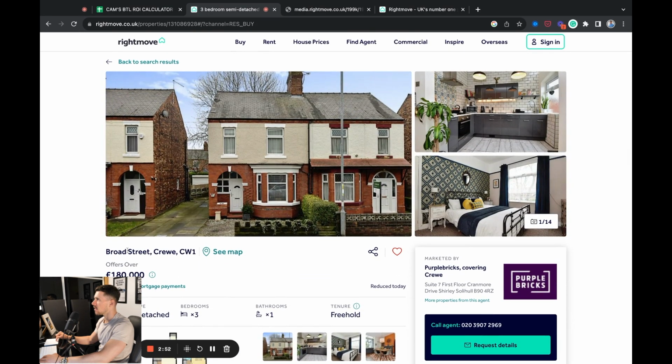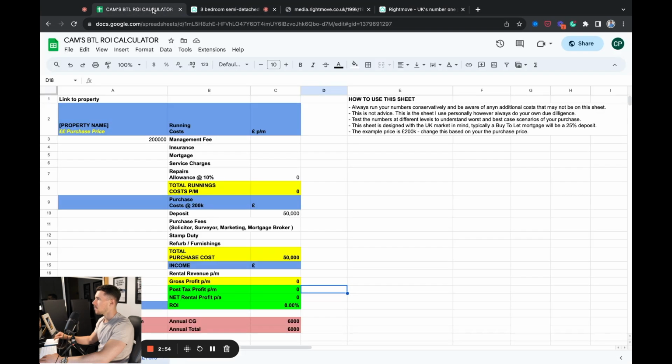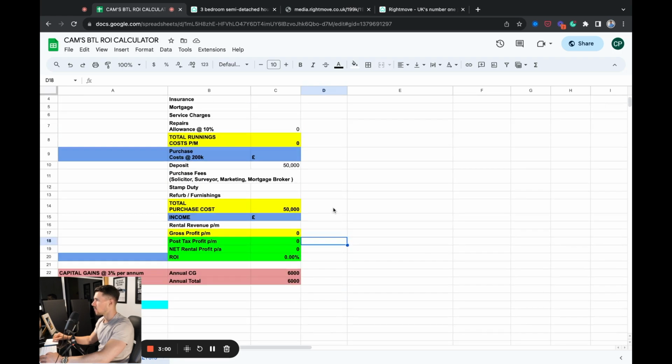So I'm going to jump into my BTL ROI calculator. My buy-to-let ROI calculator. This is what I use for every single purchase.